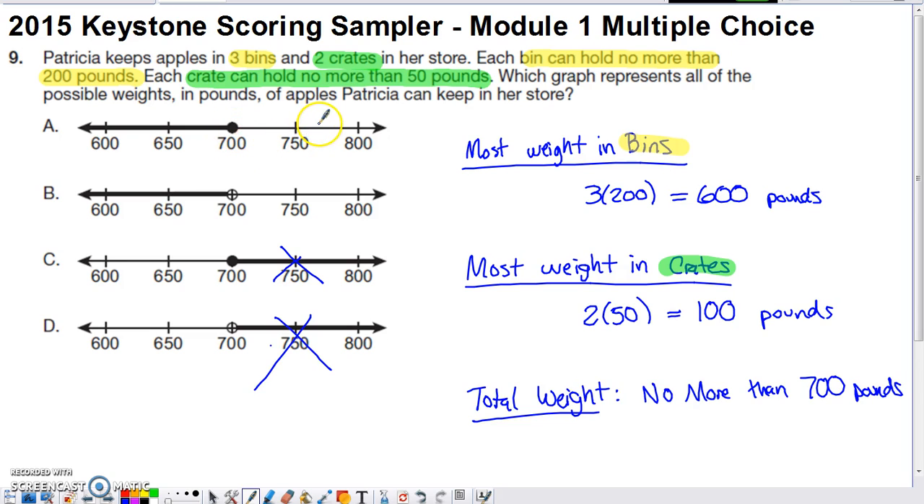The phrasing within the problem that's going to allow us to decide is these 3 words, no more than. If I have no more than $20 in my pocket, I can have $17, I can have $18, I can have $19, I can have $20. So I can equal $20 in my pocket, but I can't have $20 and 1 penny. So when I see no more than, I am allowed to equal the number that's at the top. Because of that, we want to include 700, and since we want to include 700, we want a filled in circle there. So this is the choice that we go with.